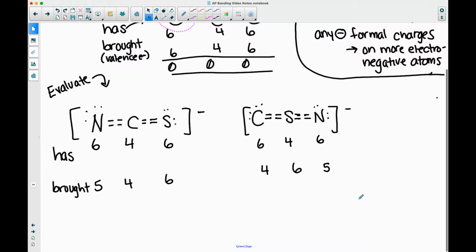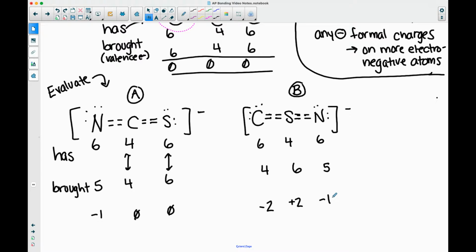So I can already see that looking at the structure on the left-hand side, we'll call it structure A and structure B here. Looking at structure A, 4 and 4 are equal, 6 and 6 are equal. So those are formal charges of 0. If it brought 5 and it now has 6, it's like it has an extra electron. So nitrogen's formal charge is -1. Here, however, carbon has 6, it brought 4, that's a -2. Sulfur has a +2, and nitrogen here has a -1.